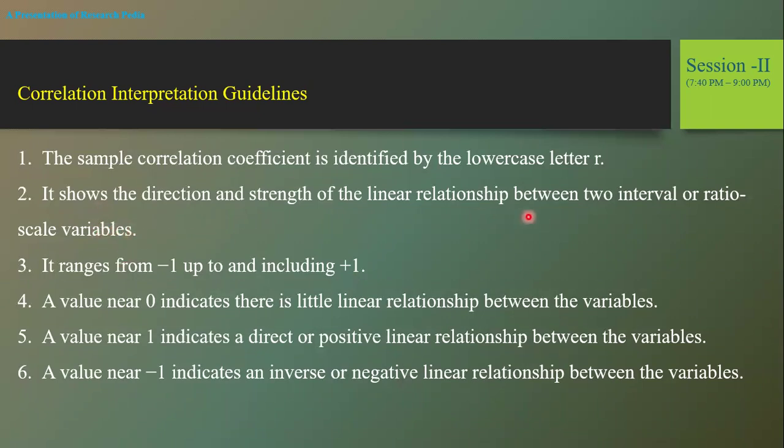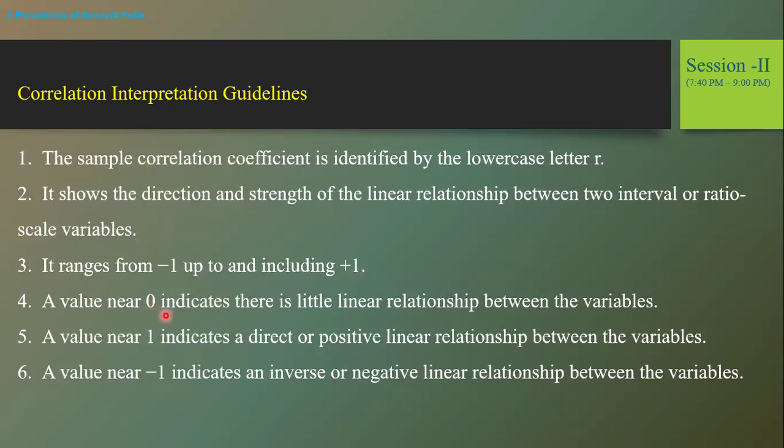continuous variables, meaning interval or ratio scale variables, you are going to use the Pearson correlation. The other category is Spearman rank correlation, which is useful whenever you are going to analyze your data with ordinal variables. So it ranges from -1 up to and including +1.